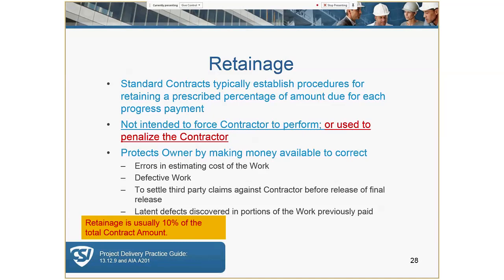By contract, retainage is usually held on all payments made by the owner up to 10% of the value, in addition to the balance of the contract amount that is to be paid. It's not a penalty or to be used to force the contractor to perform. It's a form of insurance to allow the owner sufficient funds to correct the work or settle third-party claims if needed.